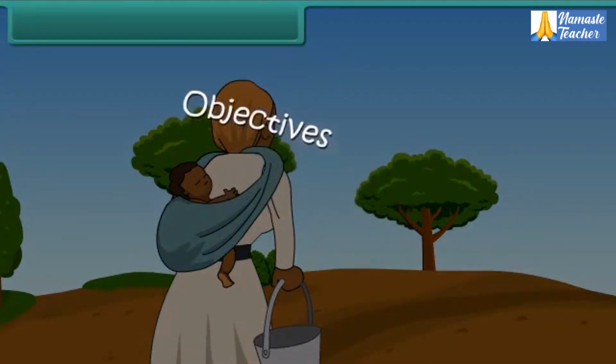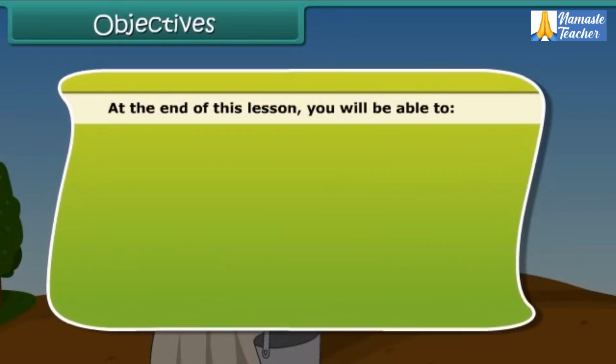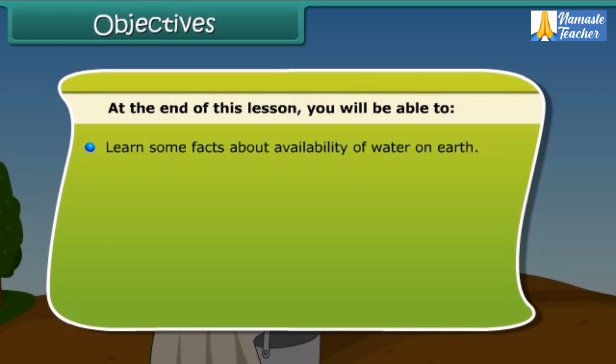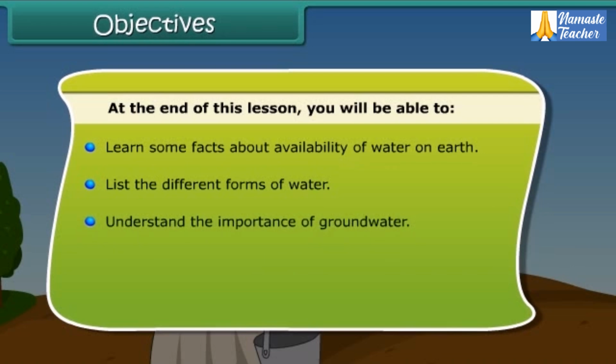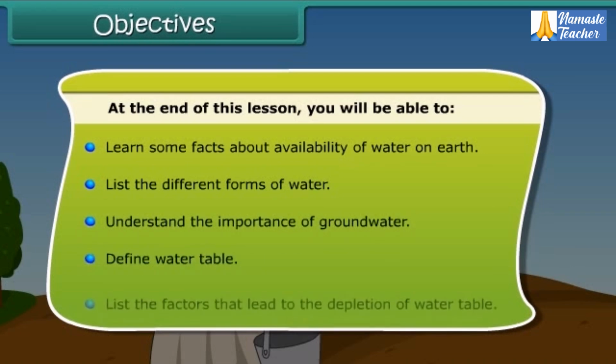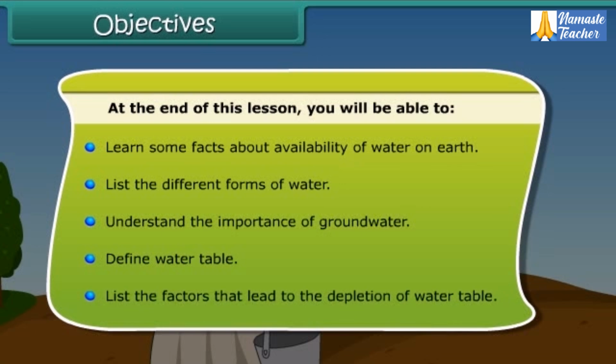Objectives. At the end of this lesson, you will be able to learn some facts about availability of water on Earth, list the different forms of water, understand the importance of groundwater, define water table, list the factors that lead to the depletion of water table.